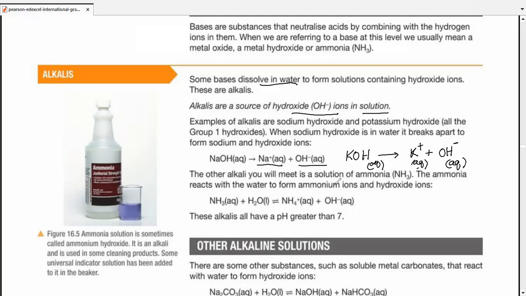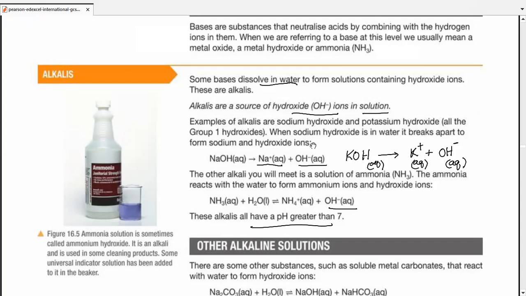The other alkali you will meet is a solution of ammonia. Ammonia reacts with water to form ammonium ions and hydroxide ions, and that's how the reaction goes. Ammonia is a gas which can be dissolved into water, and it is then known as ammonia solution. It gives ammonium ions and hydroxide ions. It's a proper chemical reaction. Once again, as it becomes a source of hydroxide ions, we call it an alkali. All the alkalis have a pH greater than 7, as we discussed at the start of this chapter.